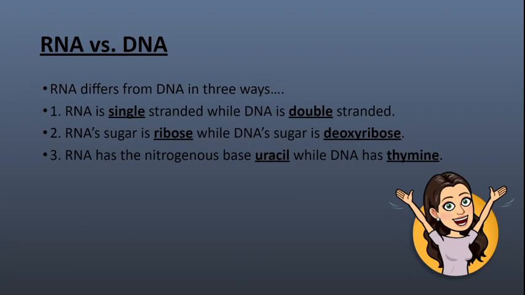So here are your 3 main differences between RNA and DNA. RNA is single-stranded while DNA is double-stranded, so the D in DNA is for double. Keep that in mind. Now, RNA sugar is ribose. That's what the R in RNA stands for, while DNA sugar is deoxyribose. And finally, RNA has the nitrogenous base uracil, while DNA has thymine. Those are your 3 main differences between RNA and DNA.